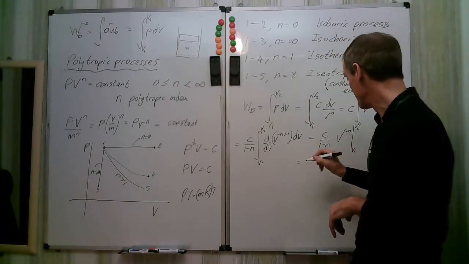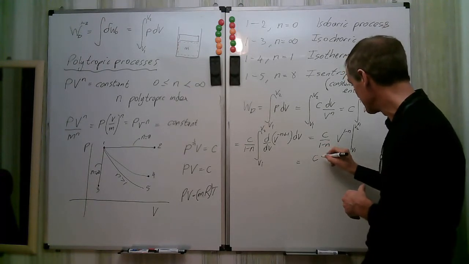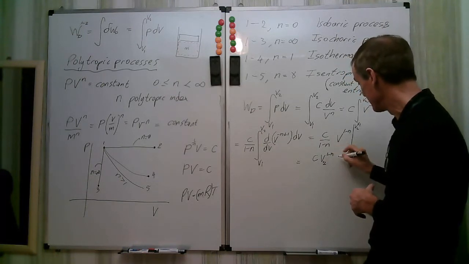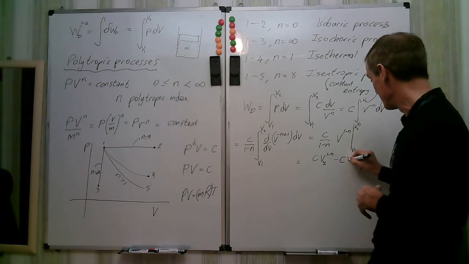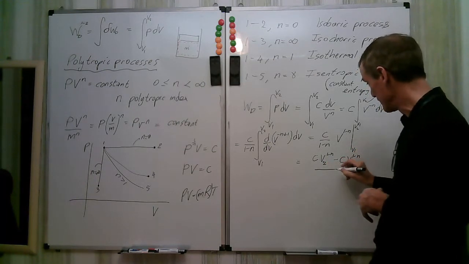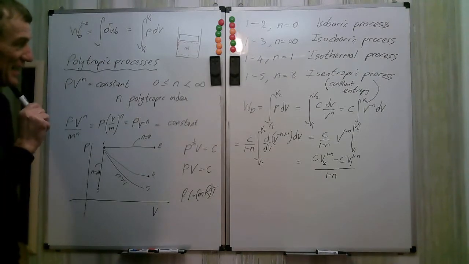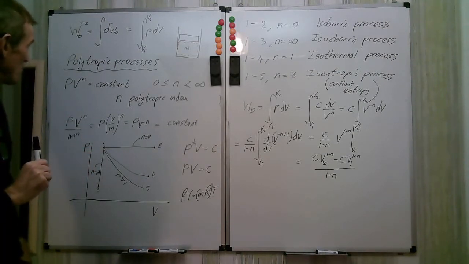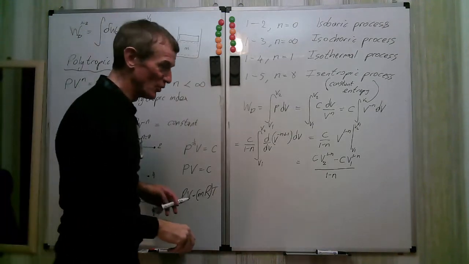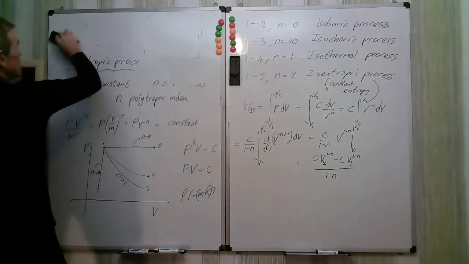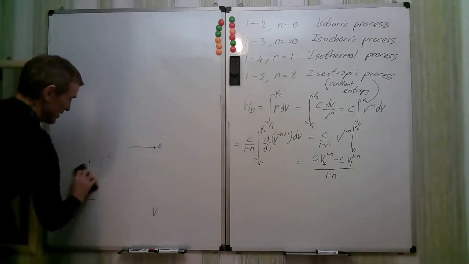So let's just put that in. We end up with a formula: C V2 to the 1 minus n, minus C V1 to the 1 minus n, all divided through by 1 minus n. So that's what we've got so far, just by integration. We need to work out the C, but of course we've got our original formula that we know about. So we can work out the C from the end states.